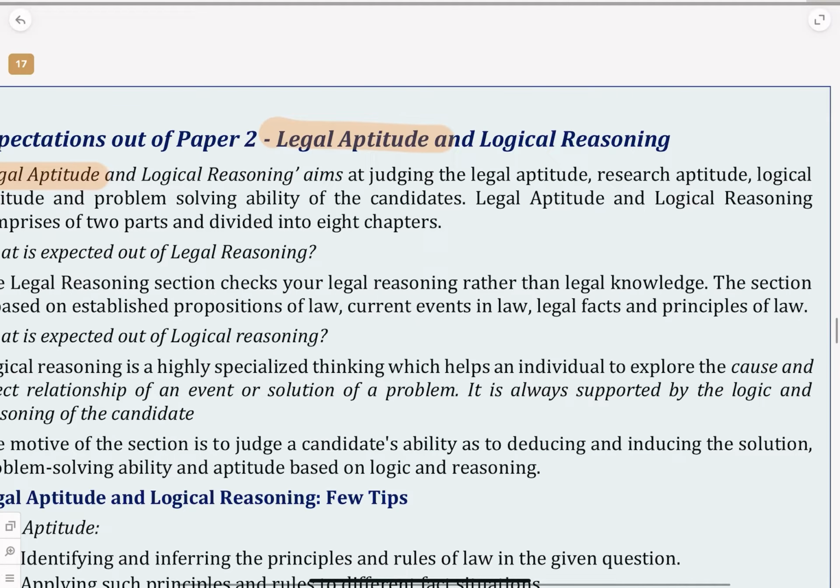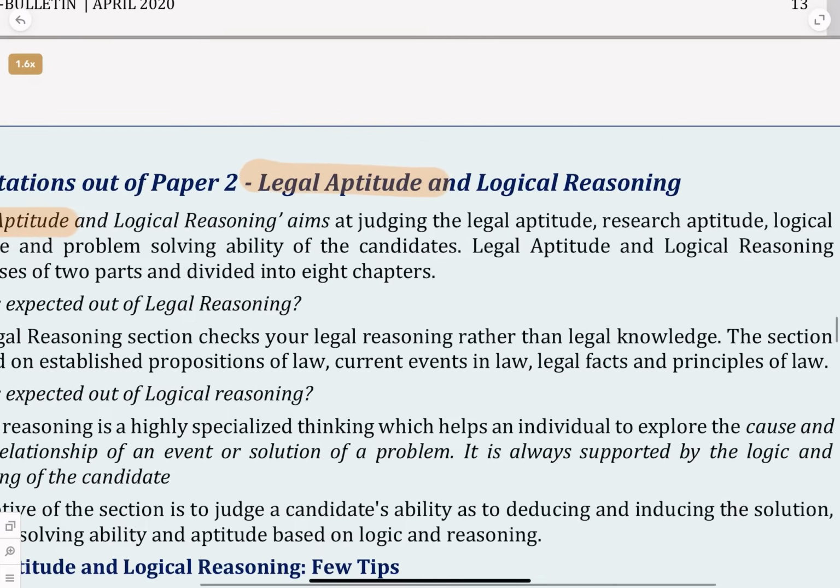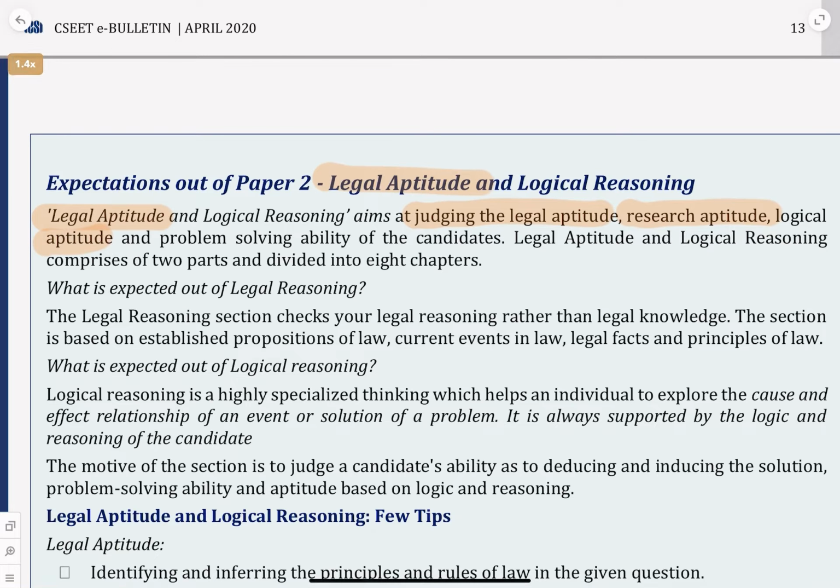First thing, why do we have this subject? ICSI wants to test the legal aptitude, research aptitude, logical aptitude and problem solving ability of the students, because tomorrow when you are a company secretary you have to do all these things, correct? Legal aptitude and logical reasoning has two parts, having 8 chapters. First I'll tell you about legal reasoning.